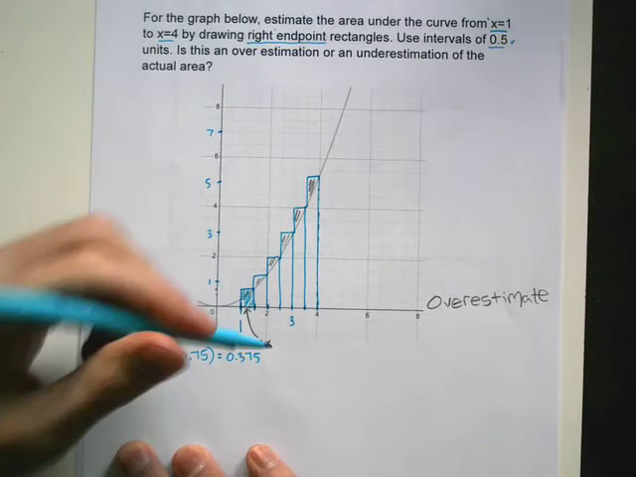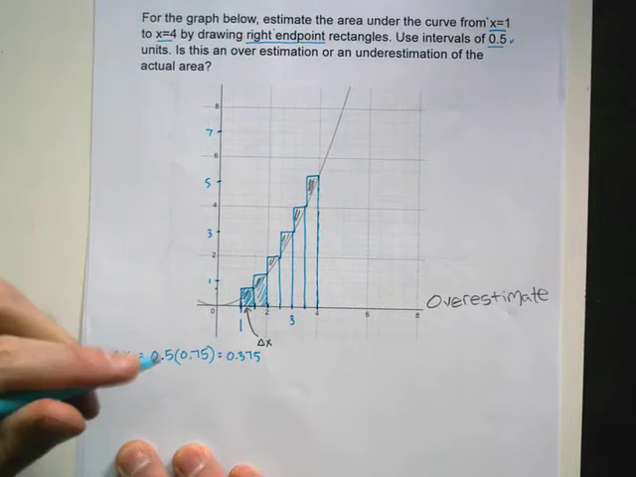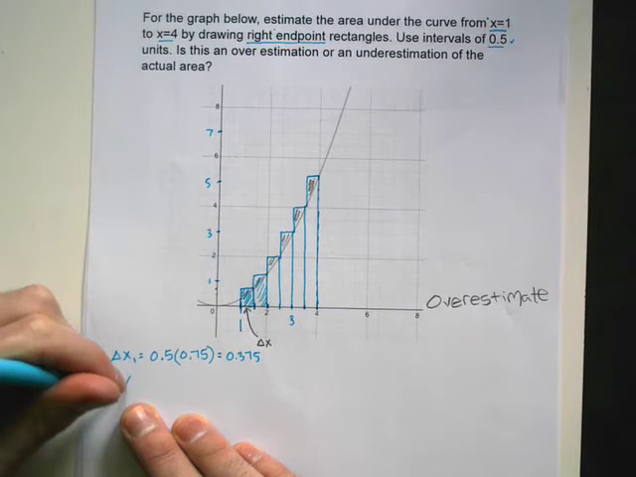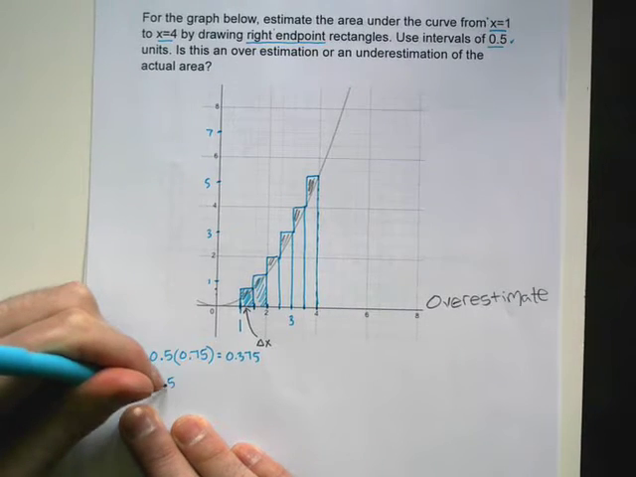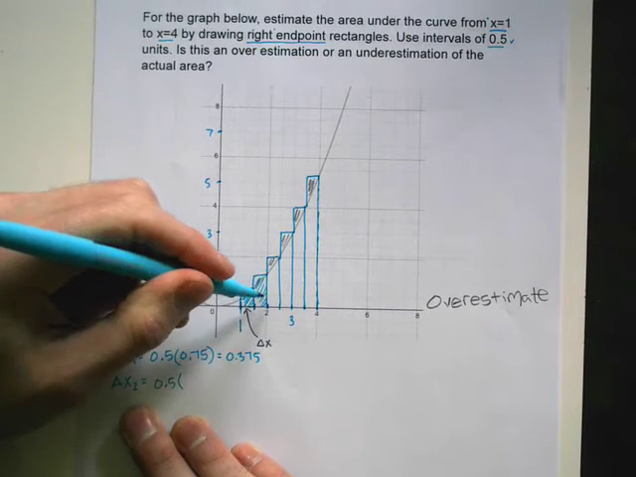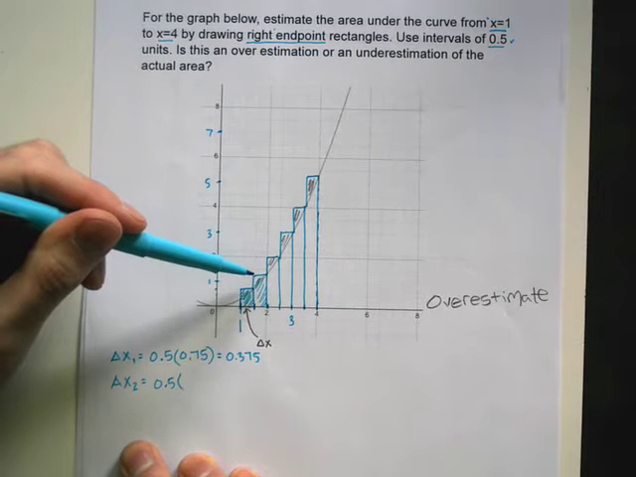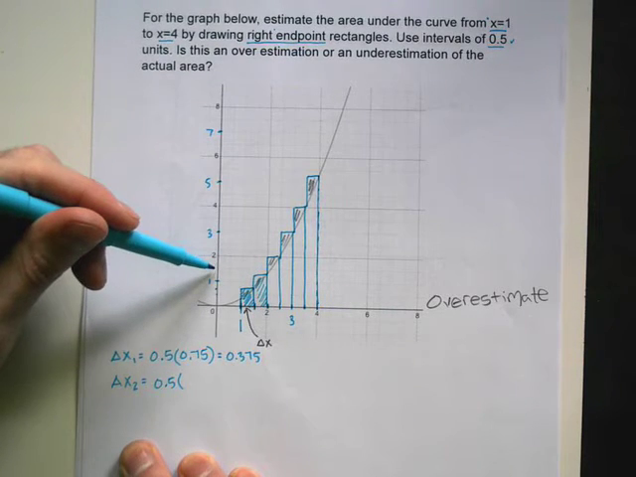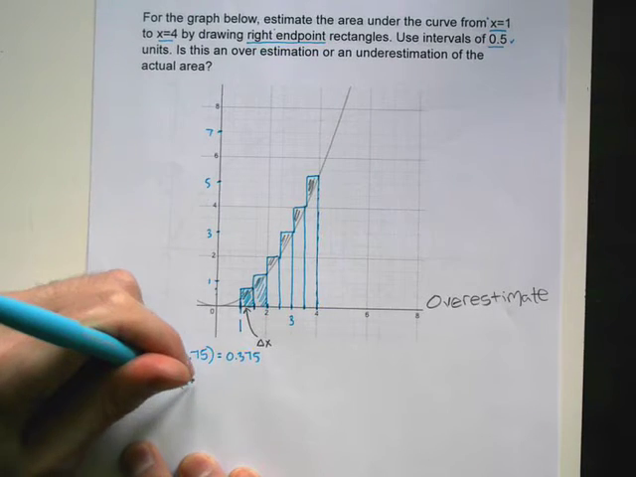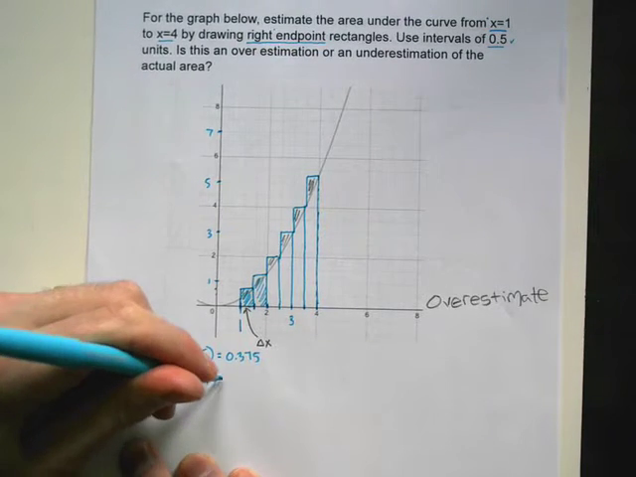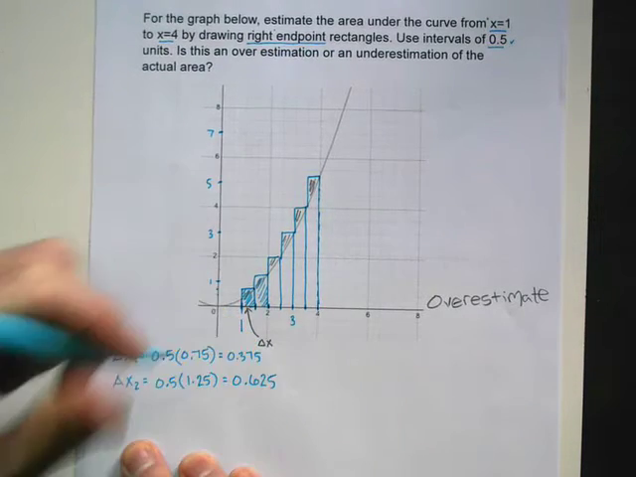Now I'm going to go to my next rectangle, and that's going to be this one right here. I'll take the area of that, so I'm going to call that delta x2. The base is 0.5 times the height. Remember, we're looking at the height of this second rectangle. This would be 1.5, so it would land somewhere around 1.25. So that's going to be 0.625.